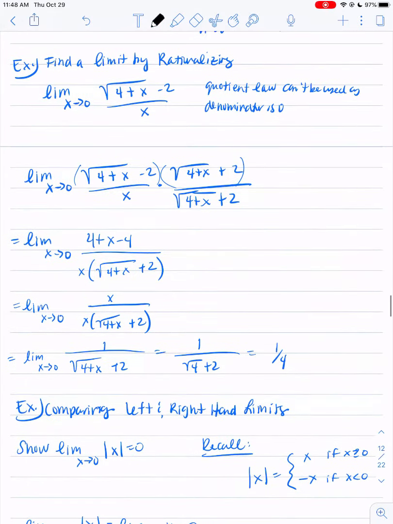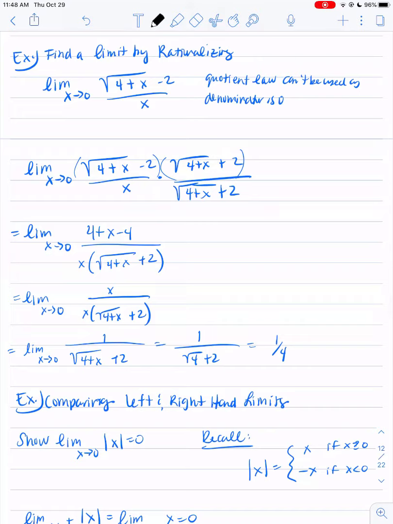So in this next example, I'm going to find the limit by rationalizing. I could rationalize the numerator. So I have the limit as x approaches 0. I can't use my quotient law because the denominator is 0.